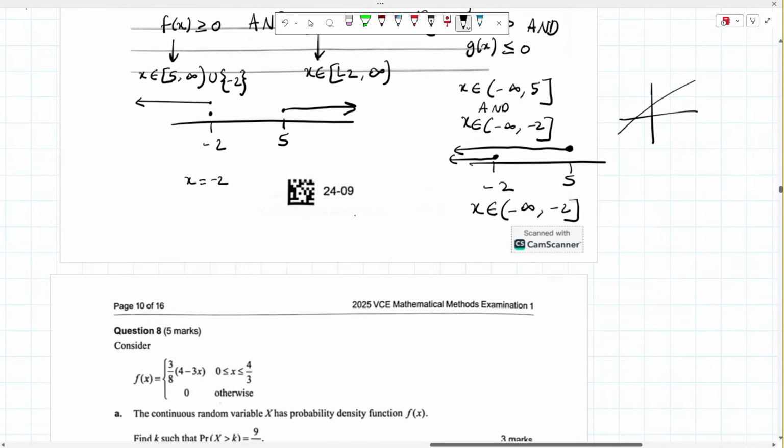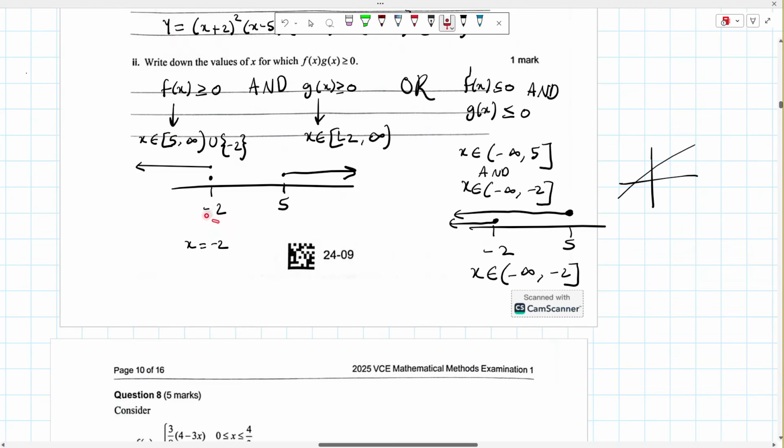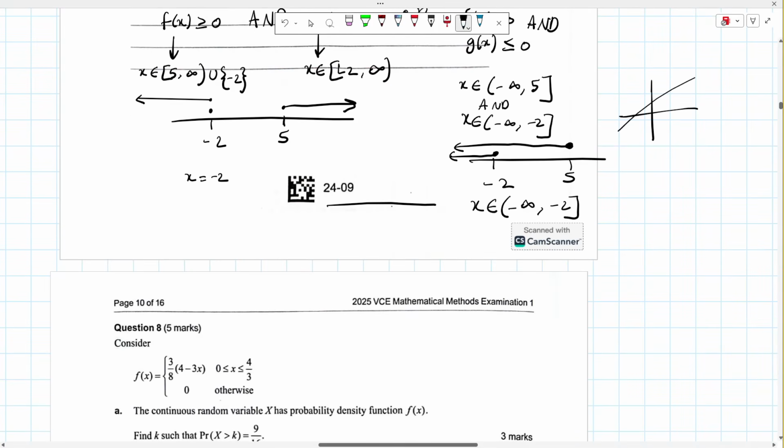And so remember, we can either have this case or we can have this case. The word or, you can think of it as union. So we have negative infinity to negative 2. This one is just a single value of just negative 2. So we can have either one. If you combine those together, we just get negative infinity to negative 2. So I hope that makes sense.